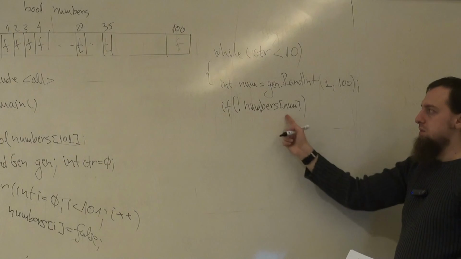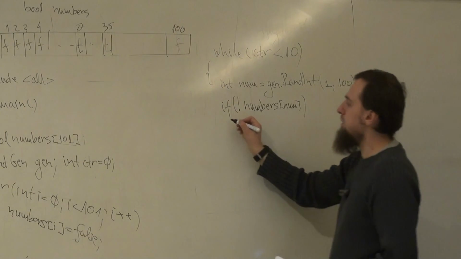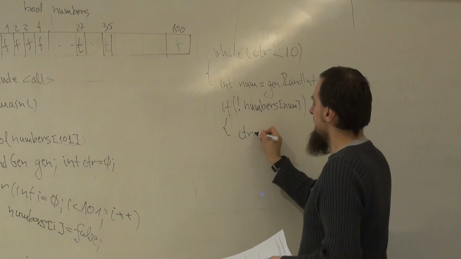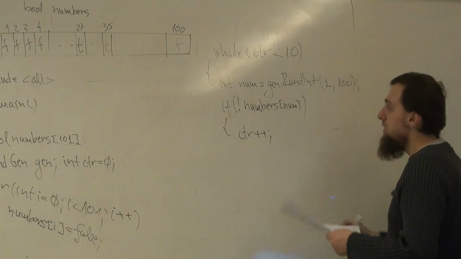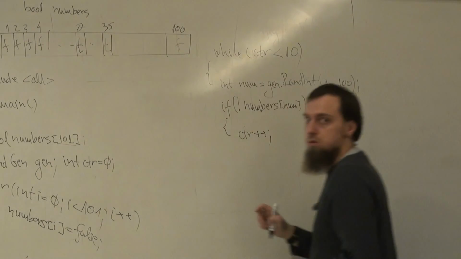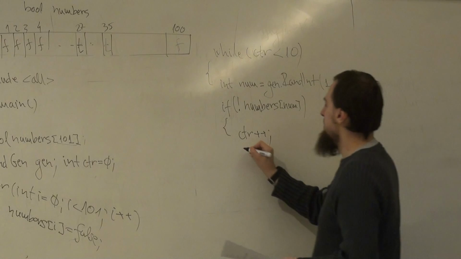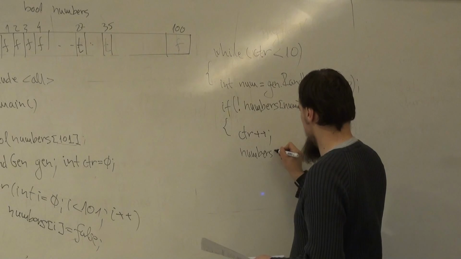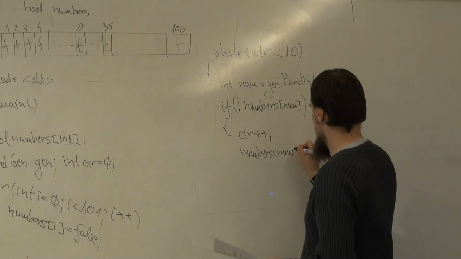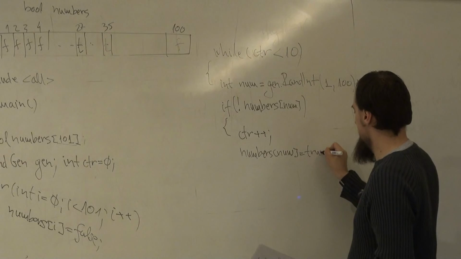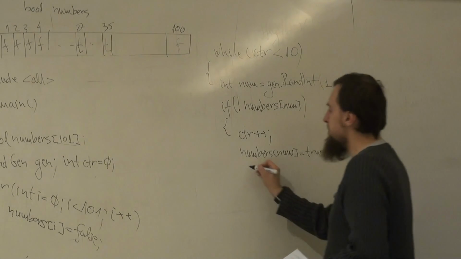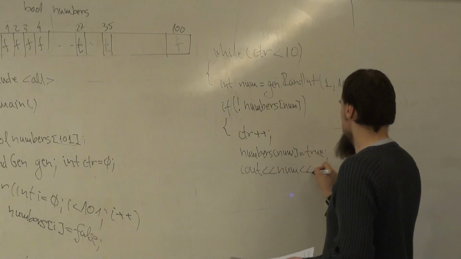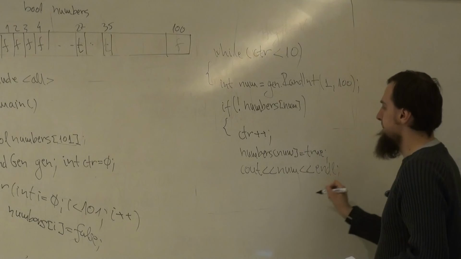not false makes it true, meaning that if it was not generated, then I'm going to increment the counter by 1. I have one more distinct element. Of course, it's going to be true here, so I cannot generate it again. So numbers of num, index num, is equal to true. And I print the number. cout number, new line, endl. This is it.